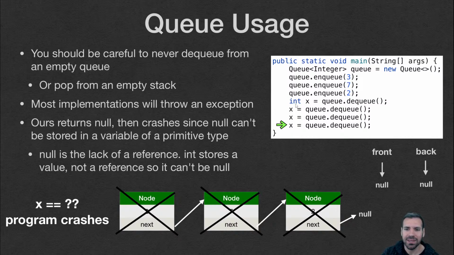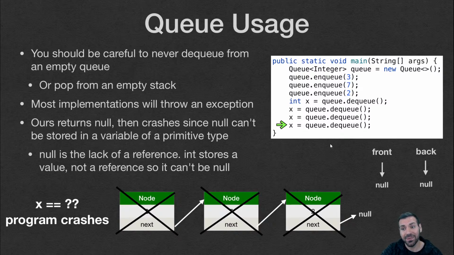Here, this q.dequeue is going to return null and store it in the variable x. X is of type int, which is a primitive. A primitive variable is not expecting a reference at all. So when I say int x equals null, well, that doesn't make sense at all. It doesn't make sense for a primitive to store null, because null is the lack of a reference. You can't store that in a variable that's not expecting a reference at all. Can't do it. So our program here crashes anyway. We were trying to avoid crashes by returning null, but since this is a primitive, it's going to crash anyway.